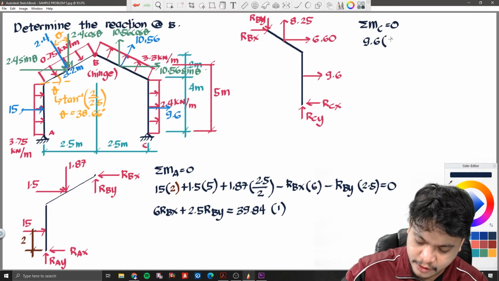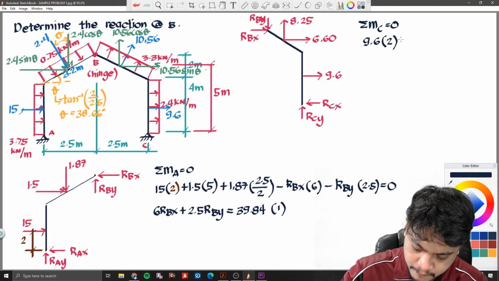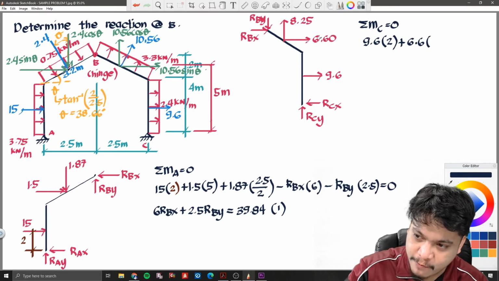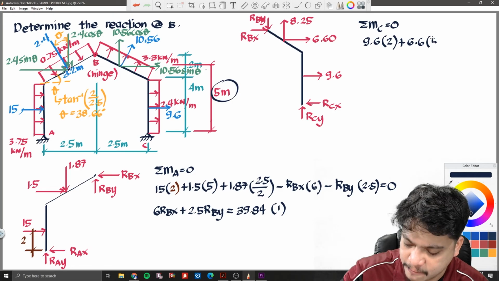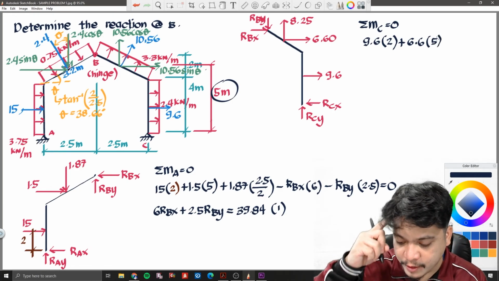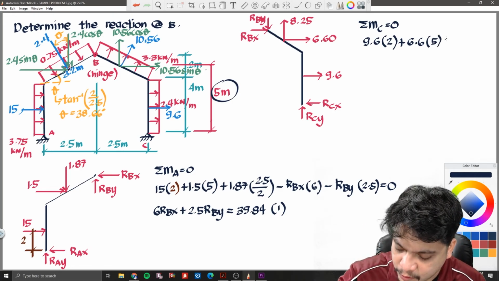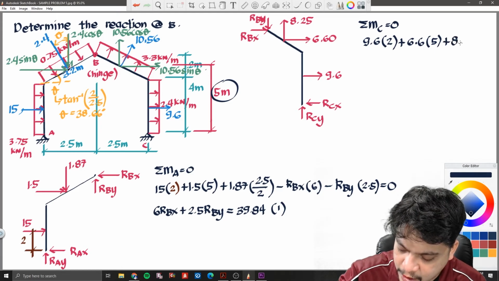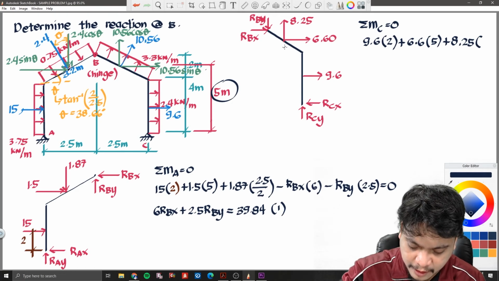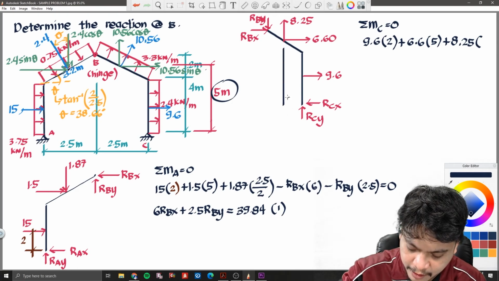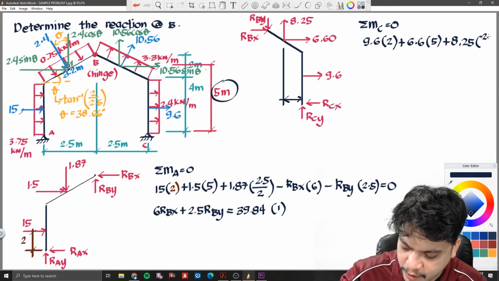Yung 2 meters. Plus 6.6. Okay? So, horizontal component dun sa roof, and that is around 5 meters. Okay? And then, again, you will be having here plus 8.25. Multiplied naman natin siya. Ito, kalahati, itong part na to, hanggang dun. Okay, kalahati ng 2.5. So, that's 2.5 all over 2.